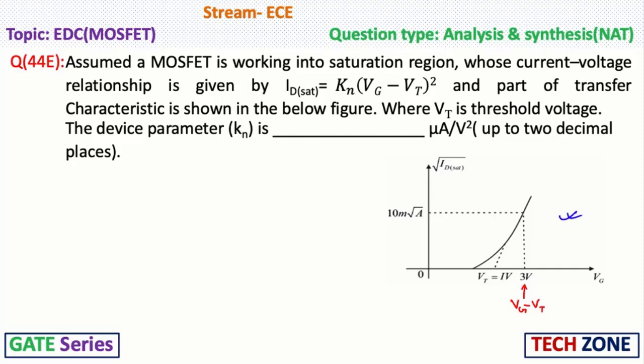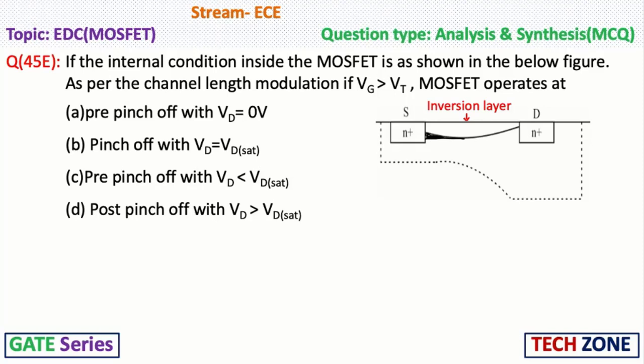Now we'll see the next. The question here is: if the internal condition inside the MOSFET is as shown in the figure below, as per channel length modulation, if Vg greater than Vt, the MOSFET operates at: option A, pre-pinch off with Vd equal to 0 volt; option B, pinch off with Vd equal to Vd saturation; option C, pre-pinch off with Vd less than Vd saturation; option D, post pinch off with Vd greater than Vd saturation. So this is the figure given here.